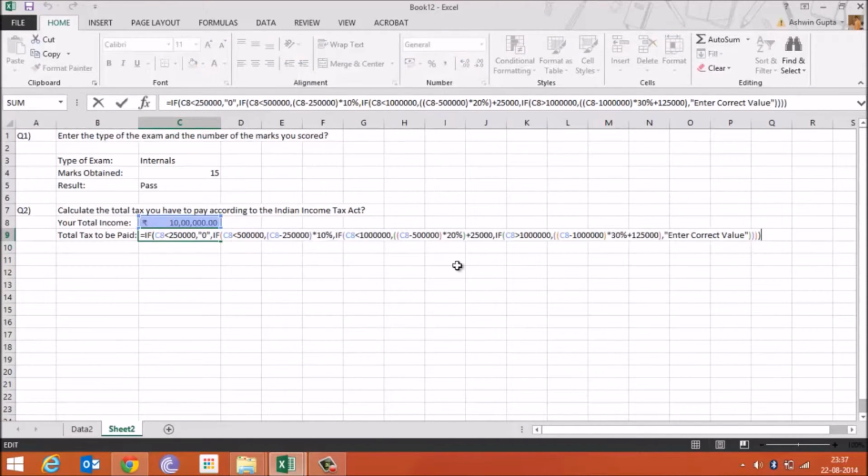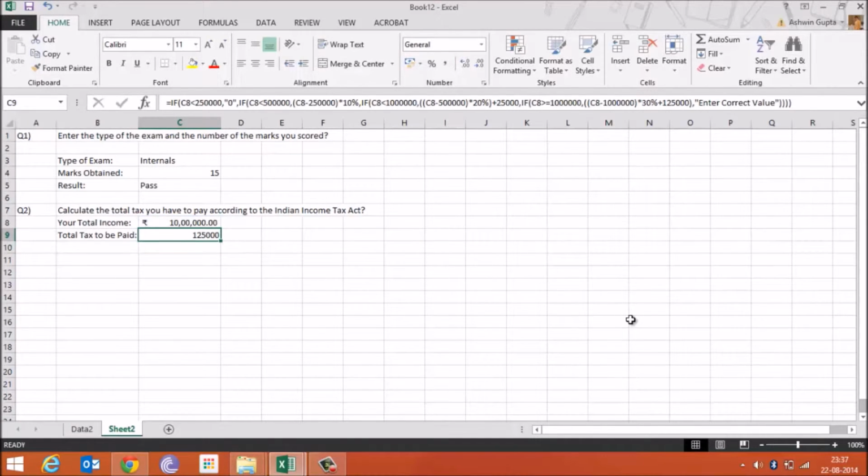We had a slight error over here, and we had not put greater than or equal to. Once that is done, we're getting 125,000 for 1 million.